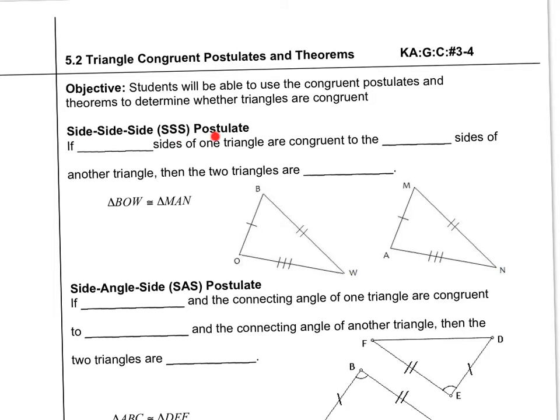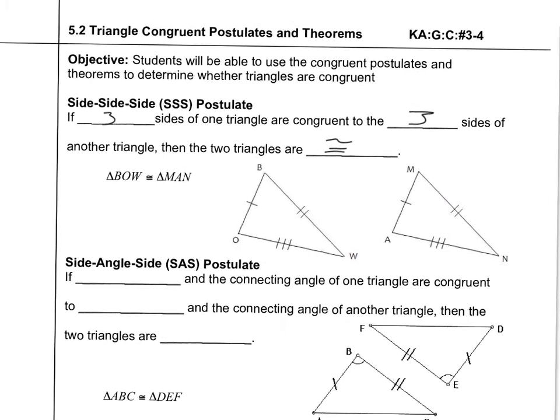The first one is the side, side, side postulate. We just call it SSS. Basically it says, hey, if three sides of one triangle are congruent to three sides of another triangle, then the two triangles are congruent. Now that may seem obvious, but we're not talking about any angles here. Notice we don't mention any angles. We're saying, if all we know is the three sides are the same, then we know for certain that all the angles are going to be the same as well, and therefore the whole triangle is going to be congruent, every single part.